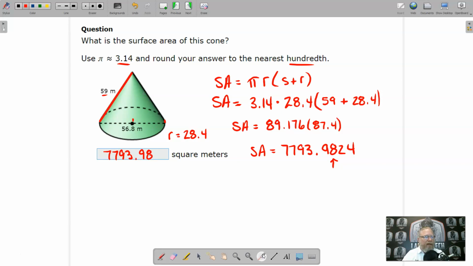Again, that formula is going to be pi times r times the quantity of S plus r. Keep that one handy for this activity.